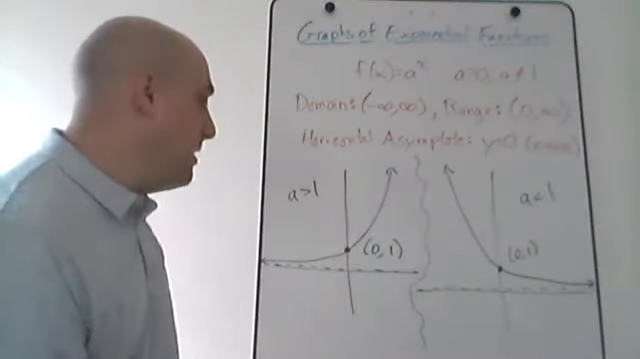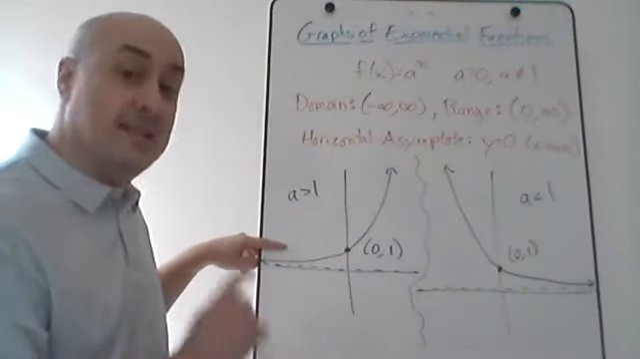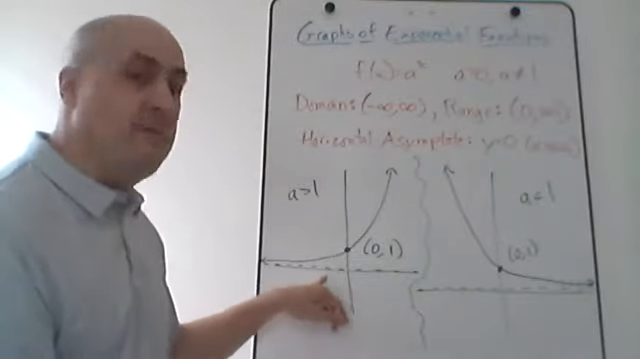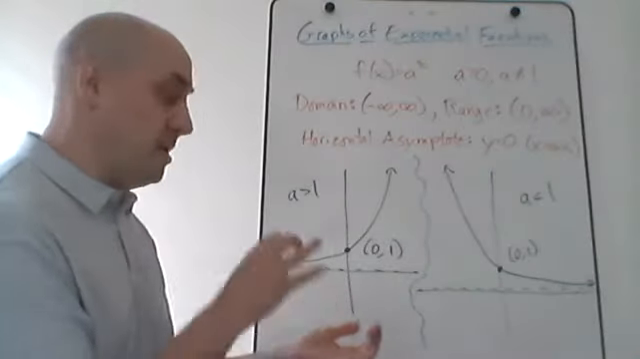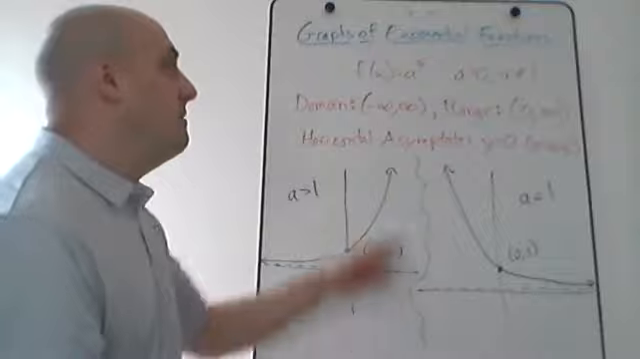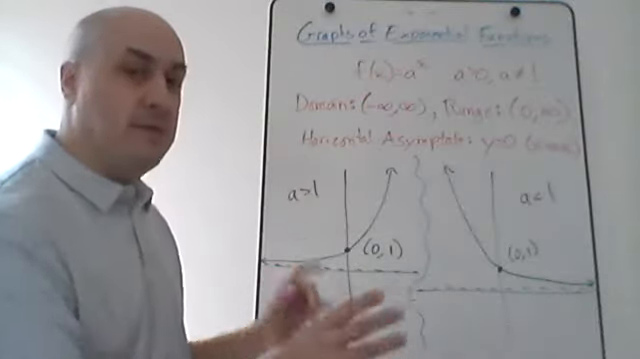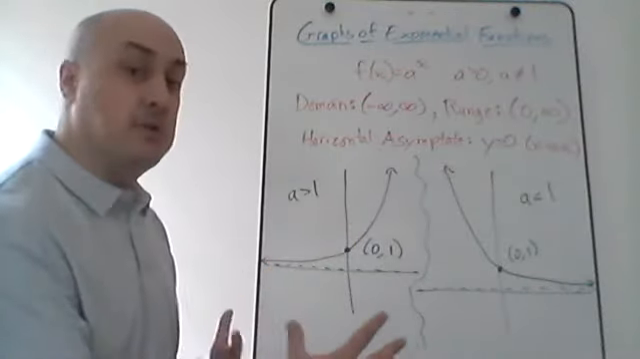But I just want to point out to you that the graph is not always going to look exactly like this. Right, this is just the graph of the basic type of exponential function, just a number raised to the x power. But if you start adding, subtracting, multiplying things in there, it can change the way the picture looks.